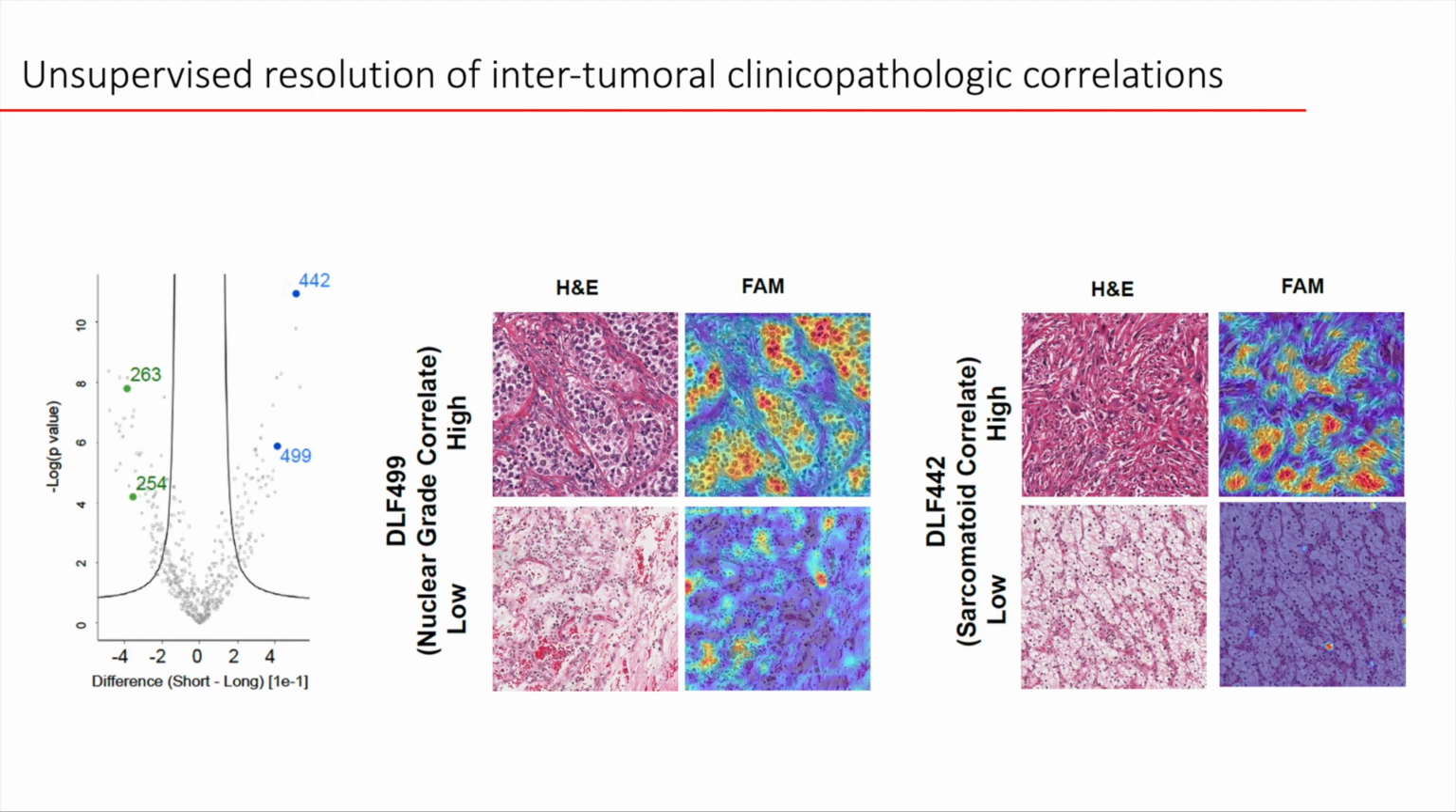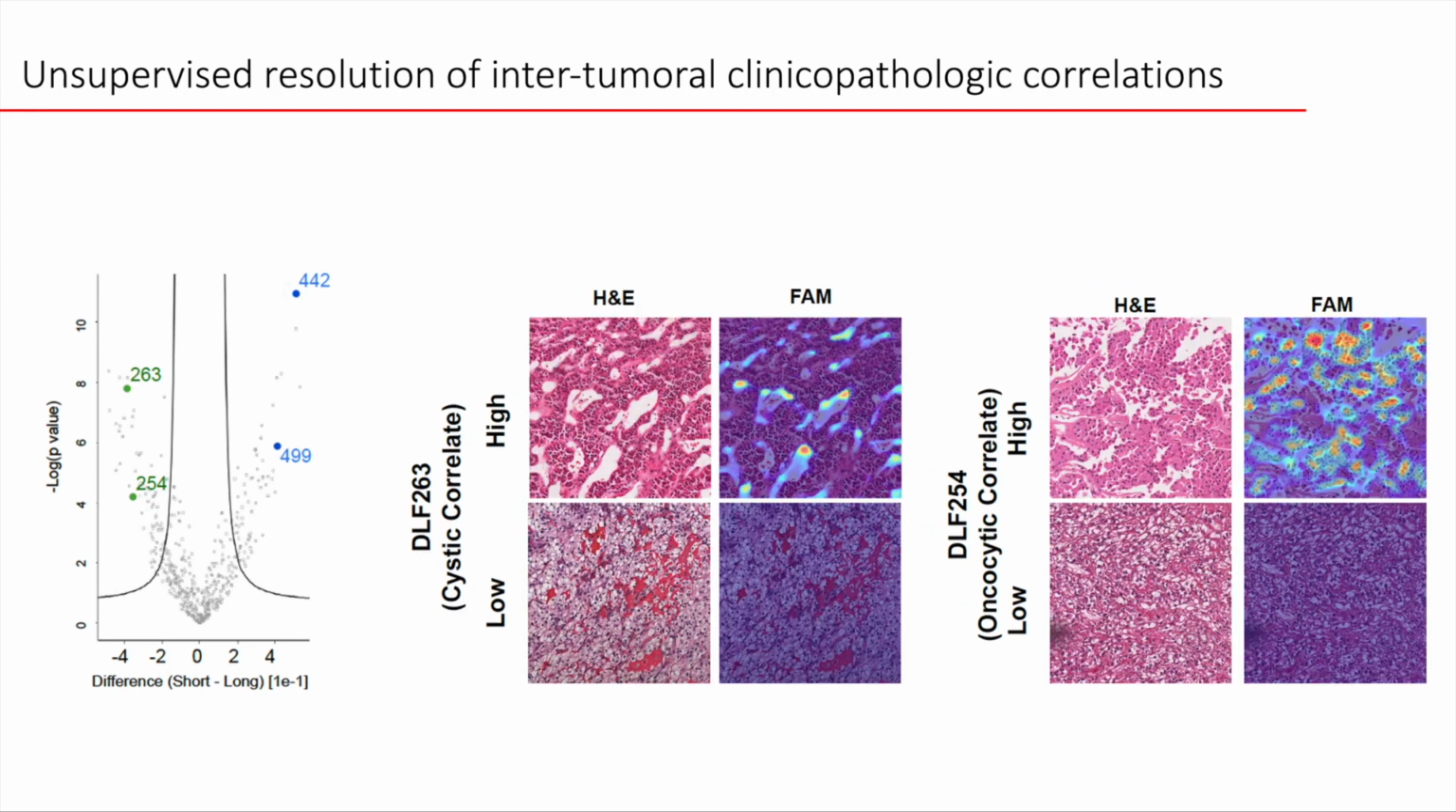Feature 442, you can see that when this feature is highly activated, the images show this sarcomatoid morphology that is again depleted. When 442 is not activated, you have more of this ISUP grade 1 type morphology, suggesting that we now have a deep learning correlate of this ISUP grading feature.